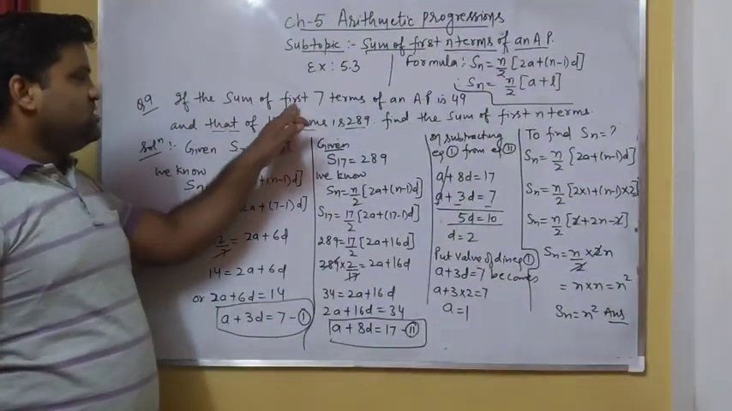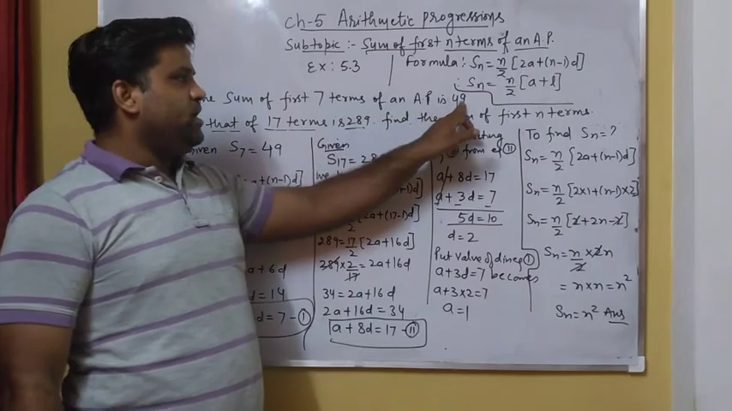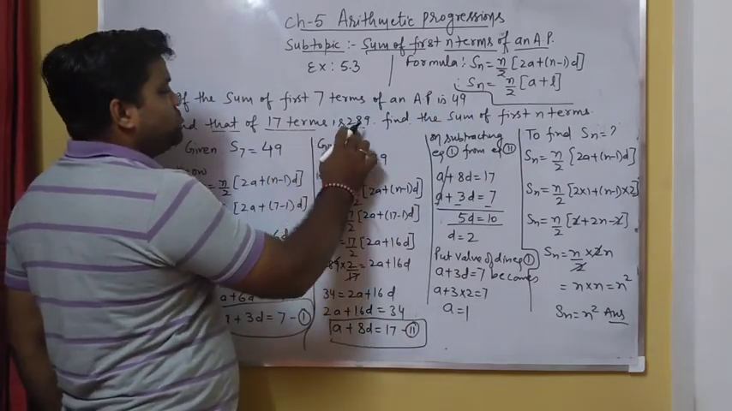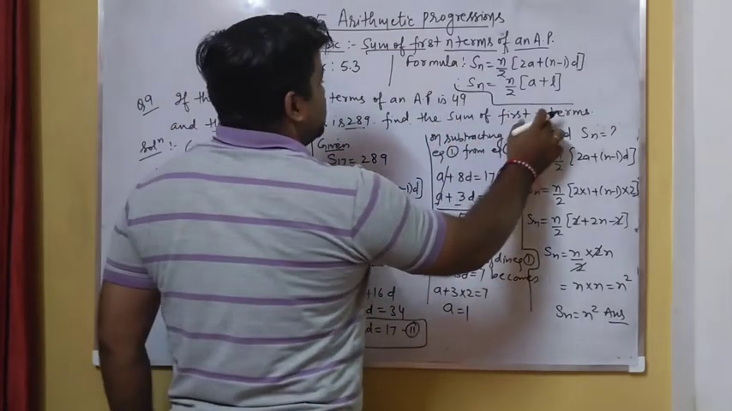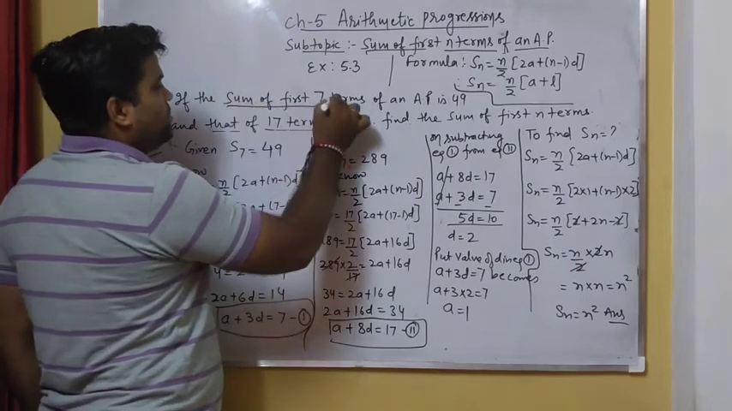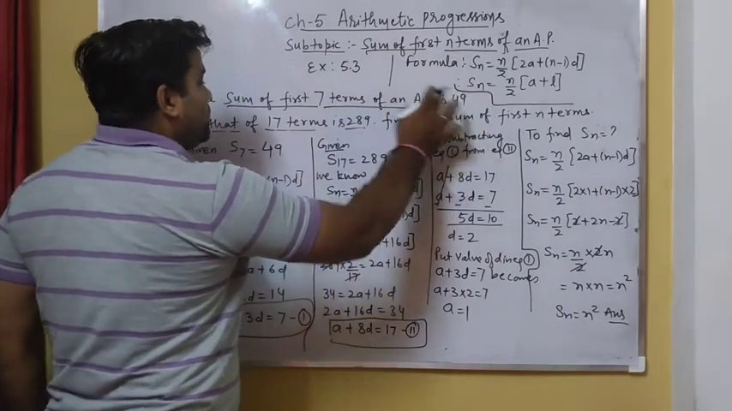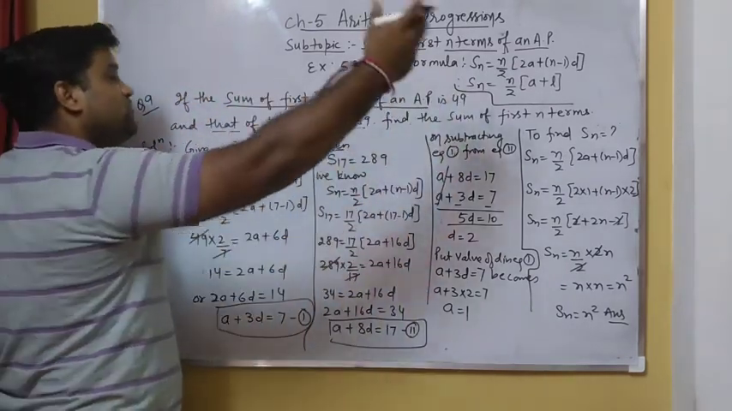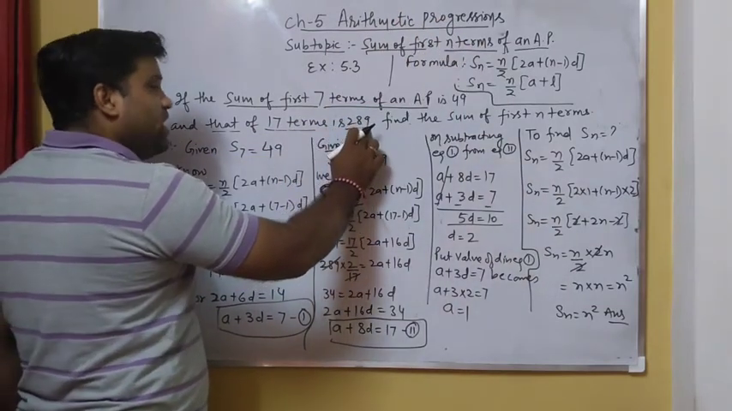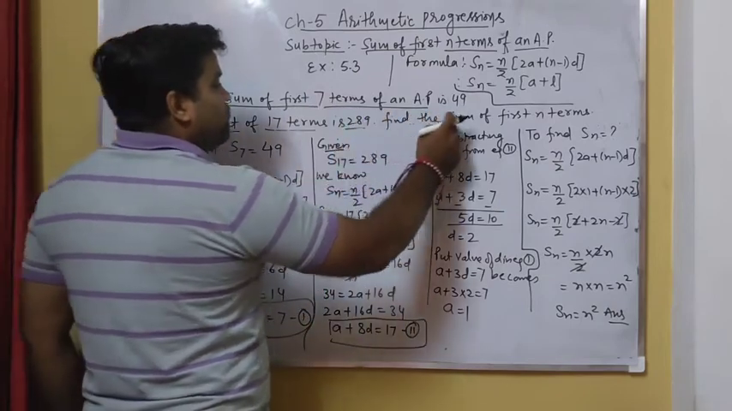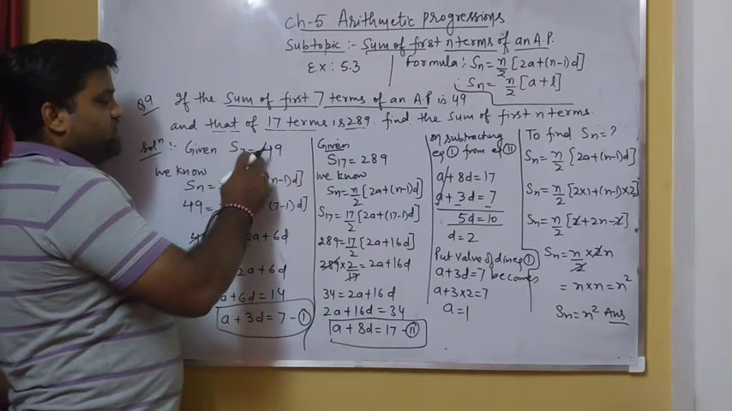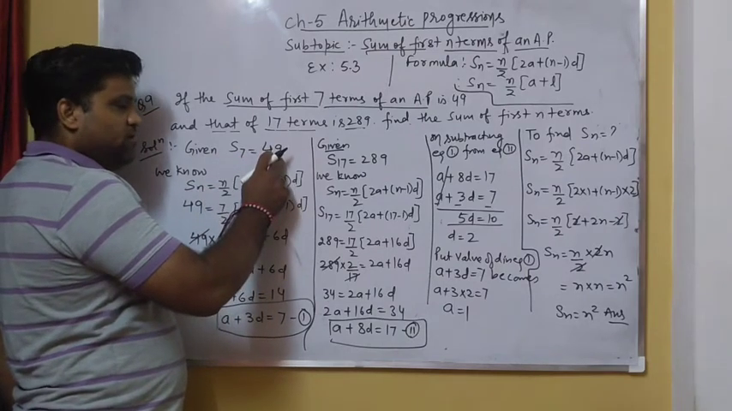If the sum of first 7 terms of an AP is 49 and that of first 17 terms is 289, find the sum of first n terms of an AP. Here in the question, the sum of first 7 terms of an AP is given as 49 and the sum of 17 terms is given as 289. So here we have to find the sum of first n terms.